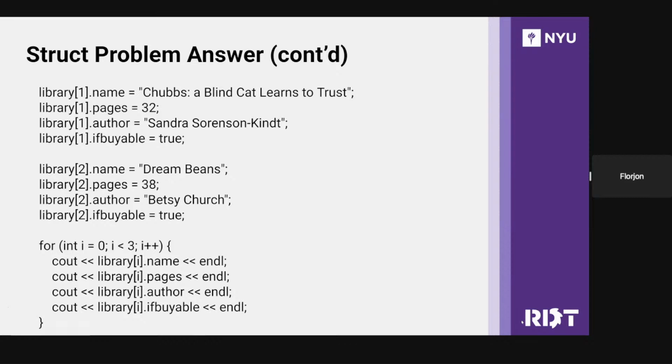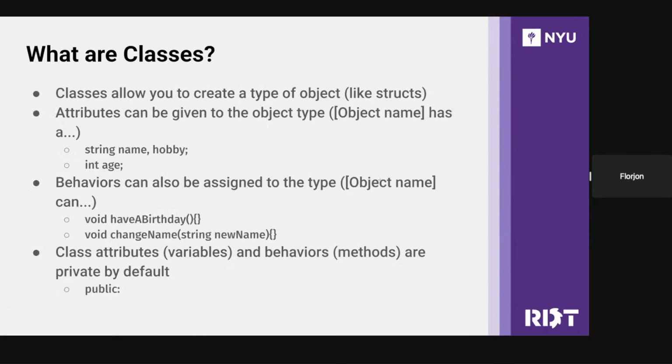So if the output, I don't know if we have the output, but the output would just print them like we are initializing them. It would print it line by line for each of the books. Next slide, please. And yeah, I'll hand it off to Peter.